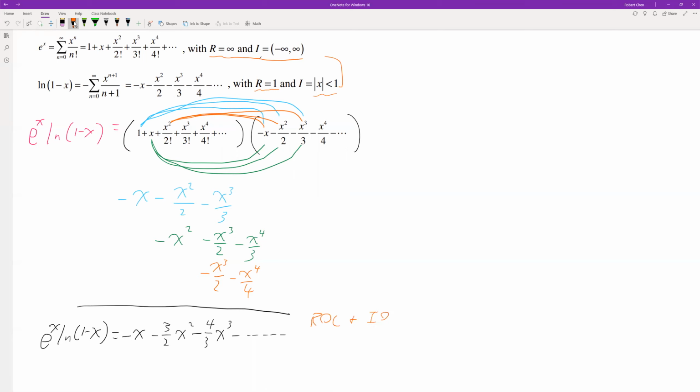the overlap between the 2 intervals, or the intersection of these 2 intervals. Now, since the first one for e to the x is everywhere, the intersection between these two will just be the same thing as ln of 1 minus x, which is R equal to 1, and the interval will be absolute value of x less than 1.